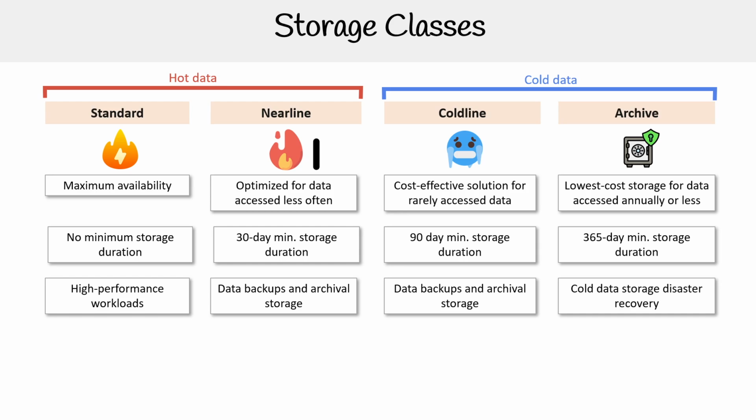For standard, we have high performance workloads. For nearline, we have data backups and archival storage. For coldline, it's data backups and archive storage. For archive, it's cold data storage, disaster recovery.